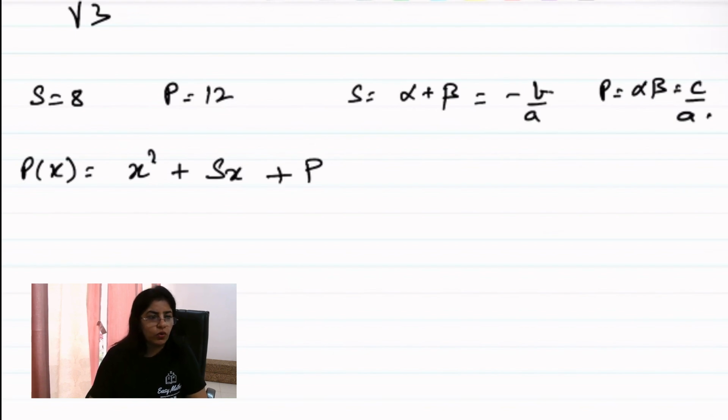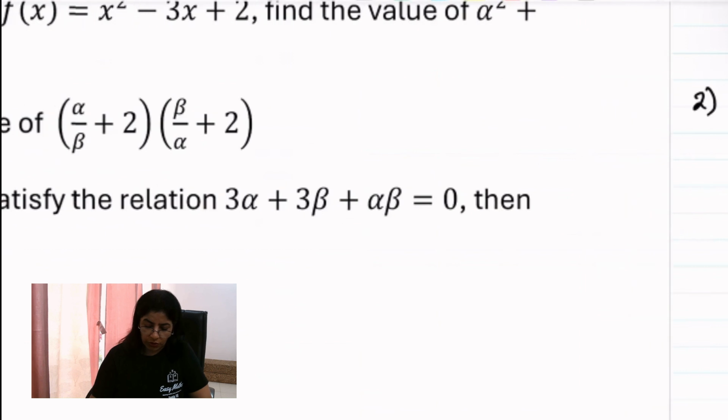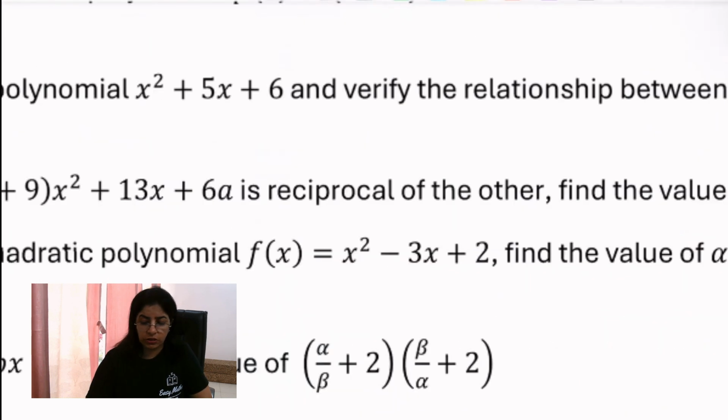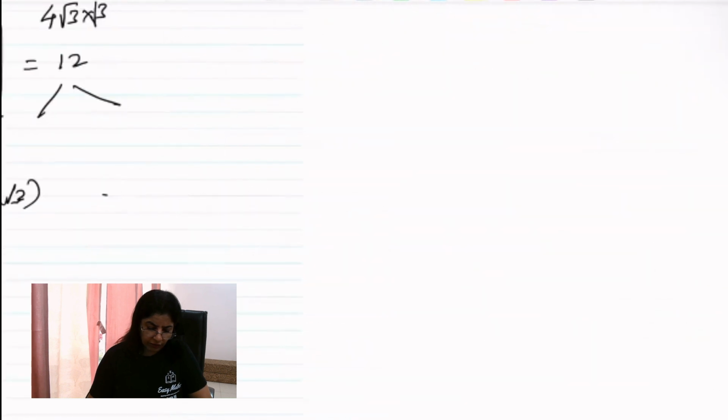Now we don't need to go into all those details. We will directly write the equation as x square minus 8x plus 12. This is our quadratic polynomial. So the formula is x square minus Sx plus P, and the equation is here, and in case they ask you to solve it, you can factorize it and get the value.